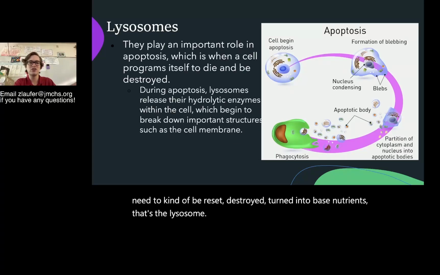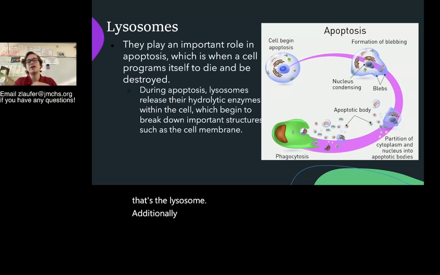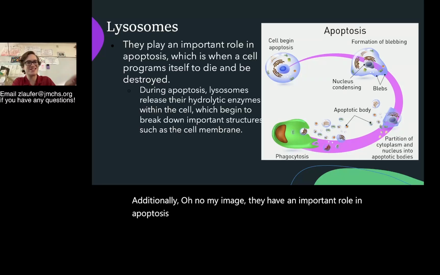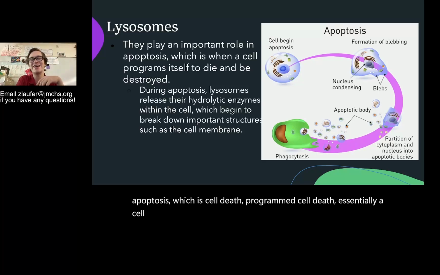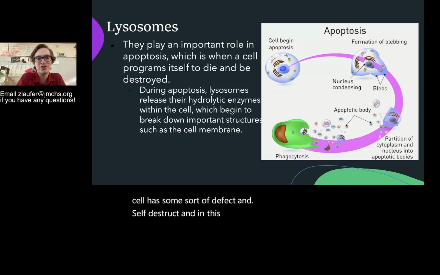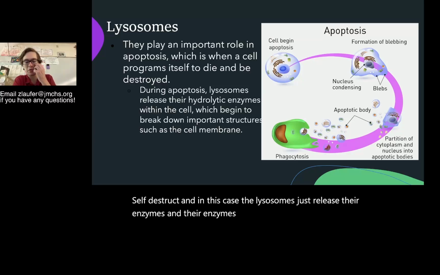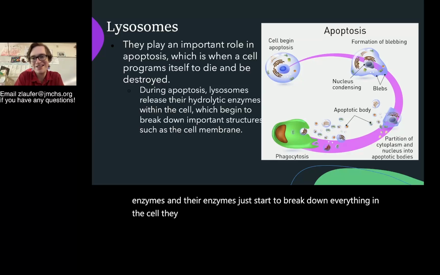Additionally, they have an important role in apoptosis, which is cell death, programmed cell death. Essentially, a cell has some sort of defect and self-destructs. And in this case, the lysosomes just release their enzymes, and their enzymes just start to break down everything in the cell. They don't know that it's a cell. They just break down everything around them.